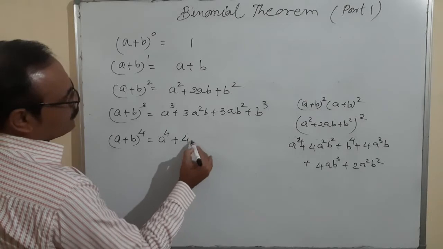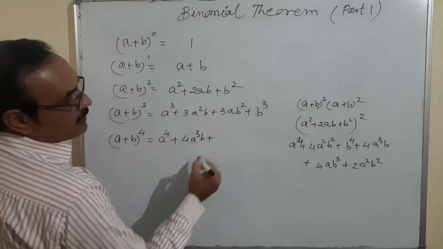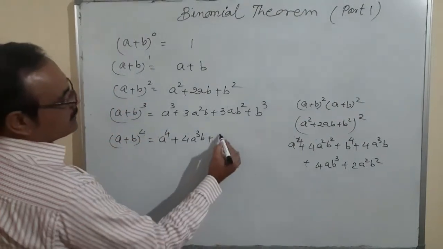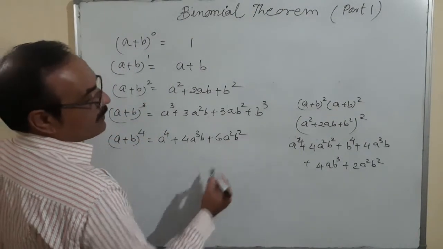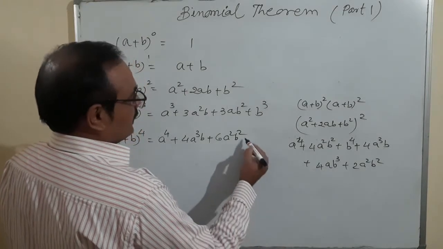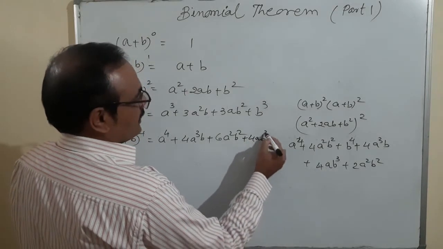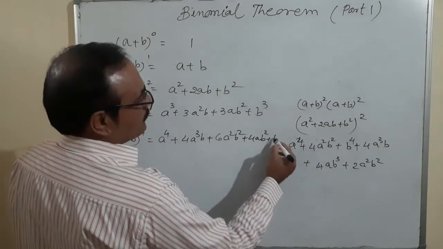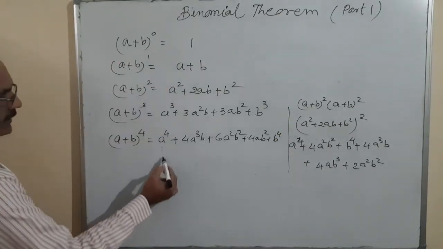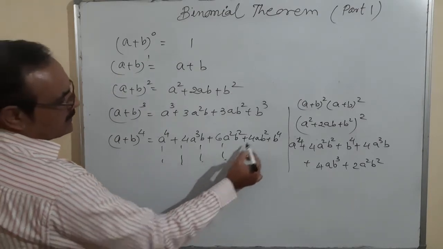So a to the power 4 plus 4a cube b plus 4a square b square plus 2a square b square, which is 6a square b square. And after that 4ab cube, and then b to the power 4. Is it okay?